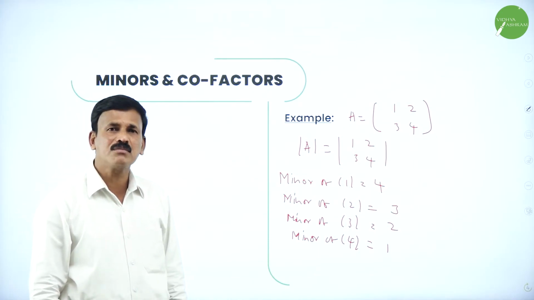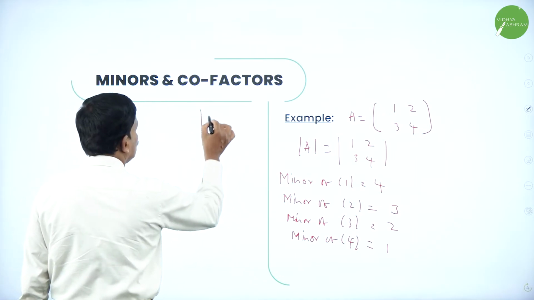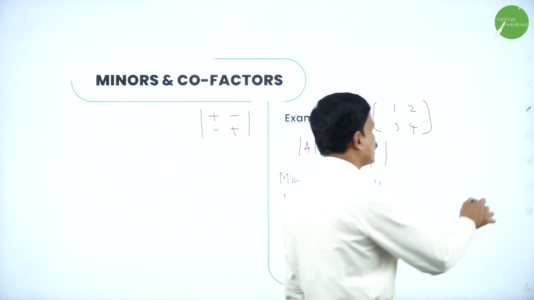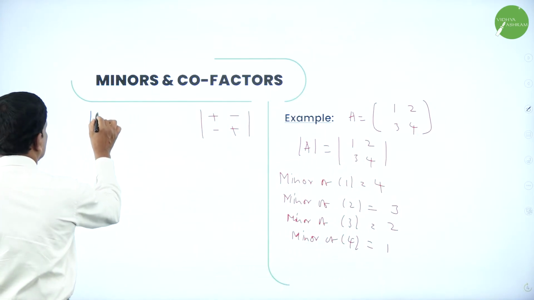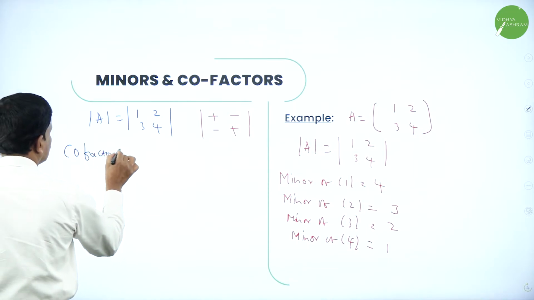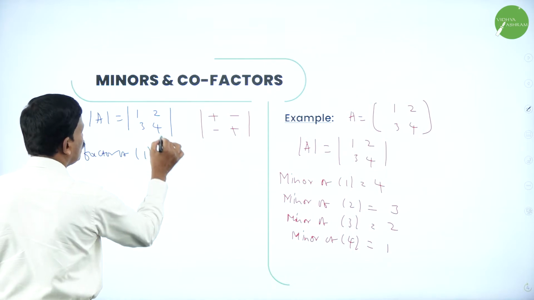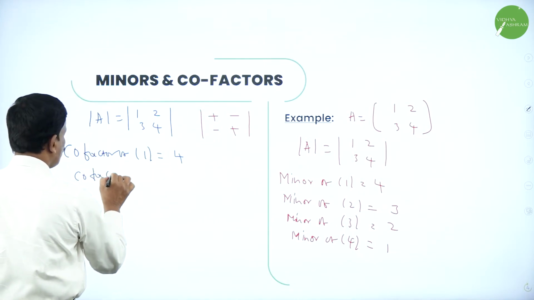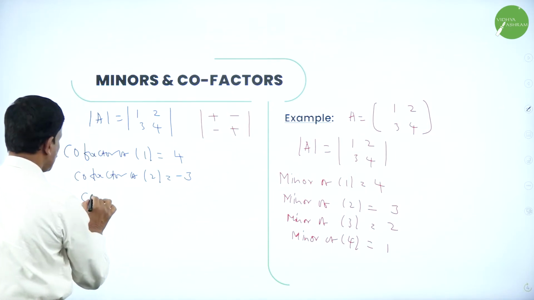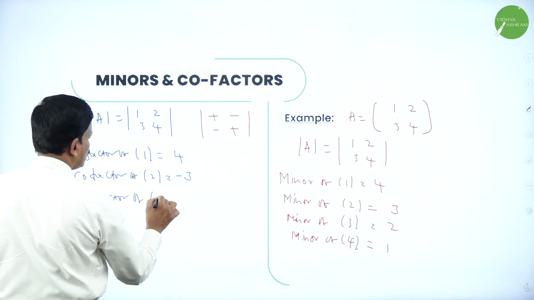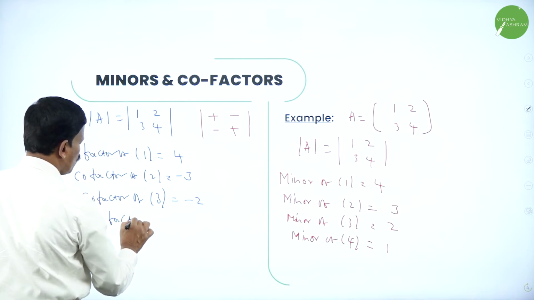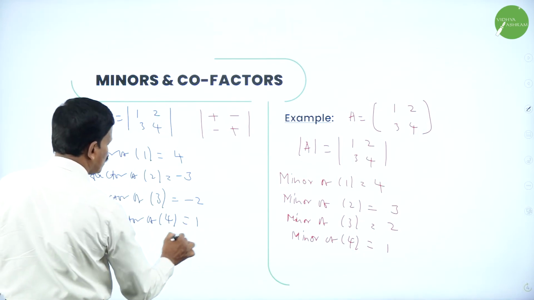If these minors are multiplied by the proper signs, what are the signs? The signs are plus, minus, minus, plus. Then we are going to get the cofactors. Now listen, I will write the cofactors. The determinant of A is the determinant 1, 2, 3, 4. Cofactor of the first element 1: delete the row and column containing 1, what is left over is 4, and the sign is plus. Cofactor of the second element 2: delete the row and column containing it, this is 3, and the sign is minus. Cofactor of 3: the sign is negative, delete the row and column containing 3, what is left over is 2.